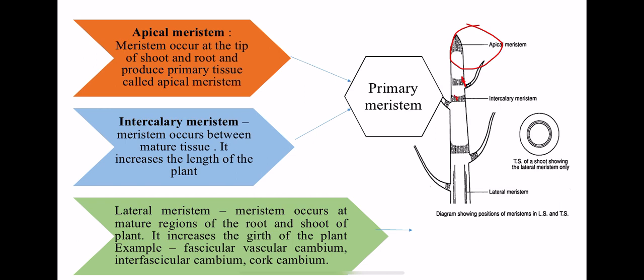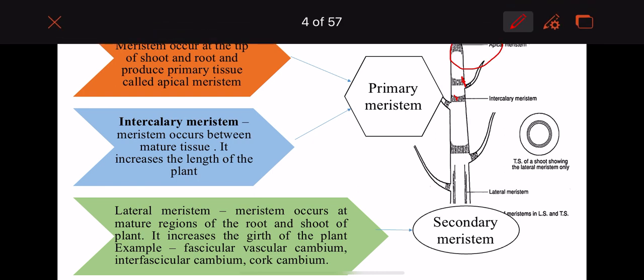Next is secondary meristem. Secondary meristem type is lateral meristem. This meristem occurs at the mature regions of the root and shoot of the plant. It increases the girth of the plant. Examples of lateral meristem are fascicular vascular cambium, interfascicular cambium, cork cambium and intrafascicular cambium. Lateral meristem helps in the increase in the girth of the plant. So in this region, the lateral meristem occurs.